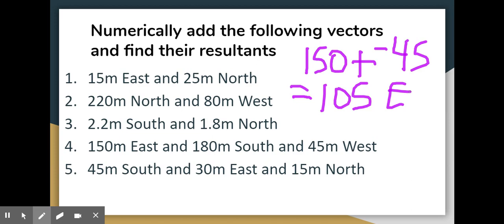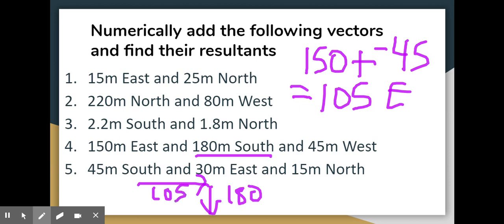So now we only have two vectors to work with. We have 105 east and we have 180 meters south. So we've got 105 east, we've got 180 south, and again, that's not to scale because I'm running out of room here. This is 105. And now we can draw a resultant, and we should be able to solve the problem just like we did the last one.